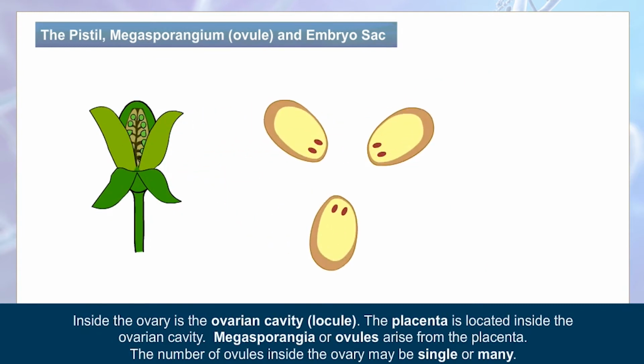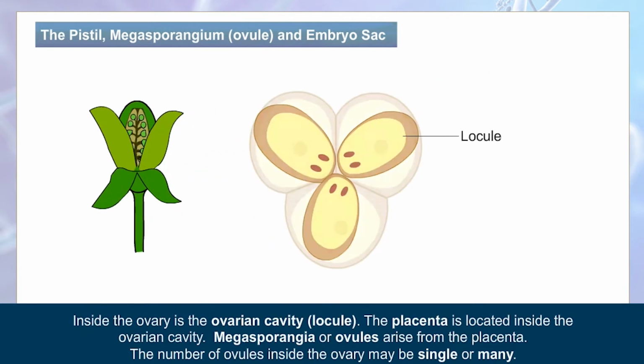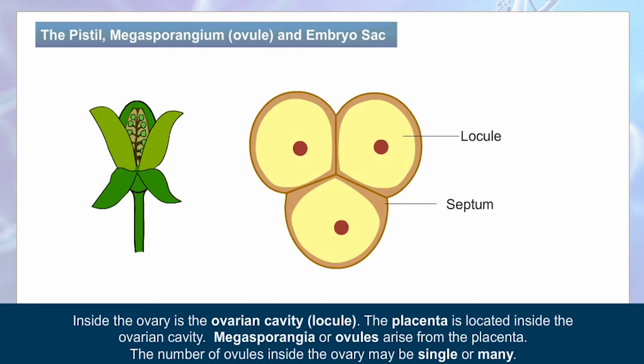Inside the ovary is the ovarian cavity, the locule. The placenta is located inside the ovarian cavity. Megasporangia or ovules arise from the placenta. The number of ovules inside the ovary may be single or many.